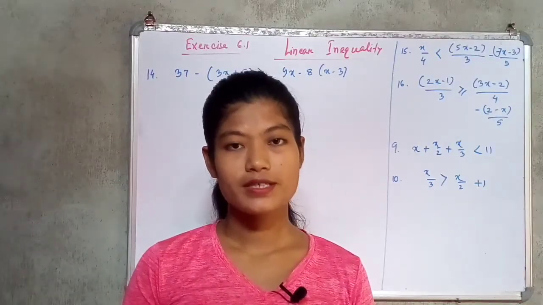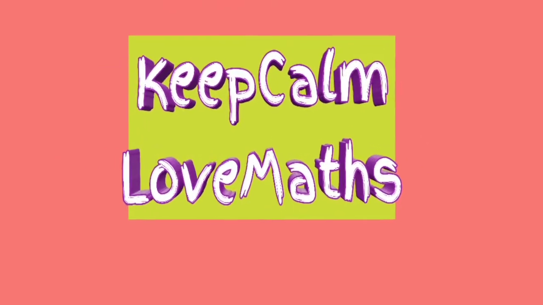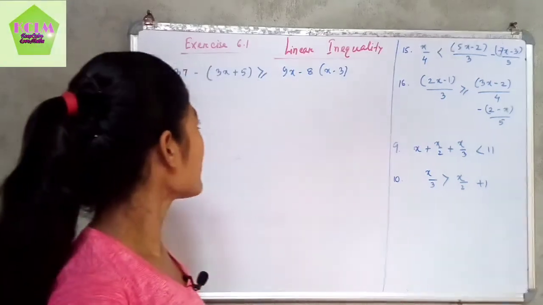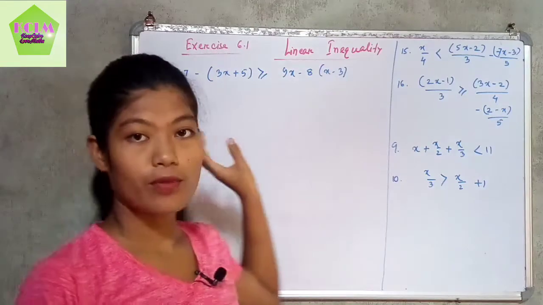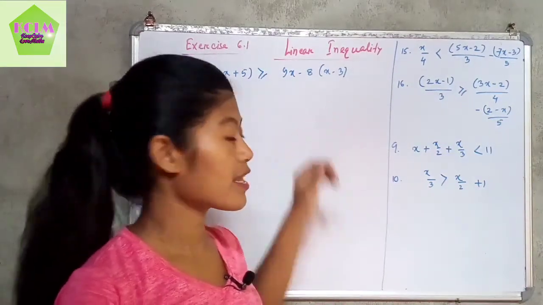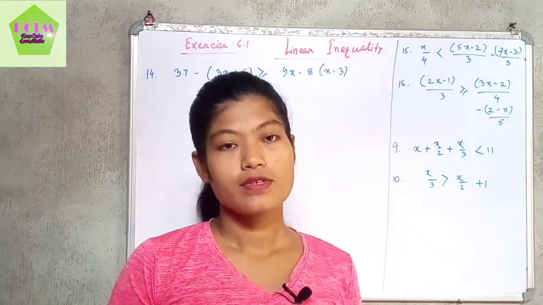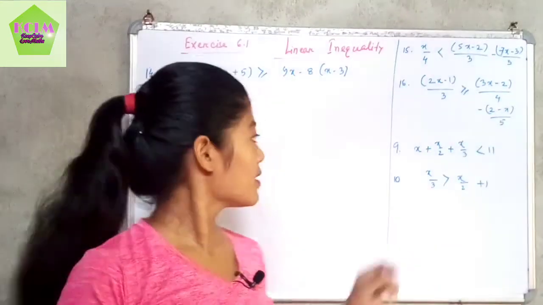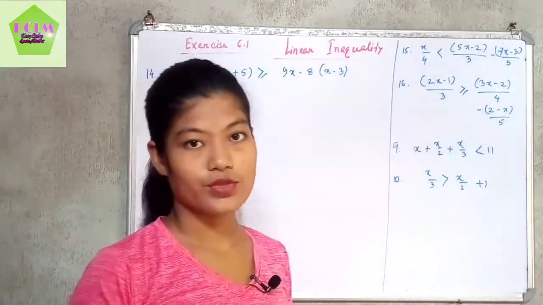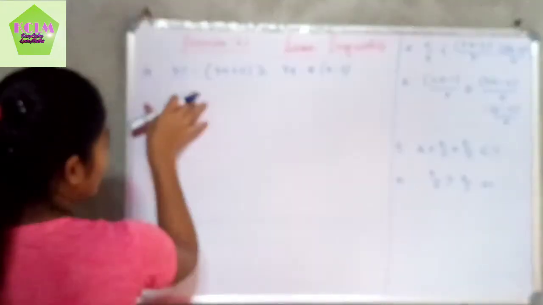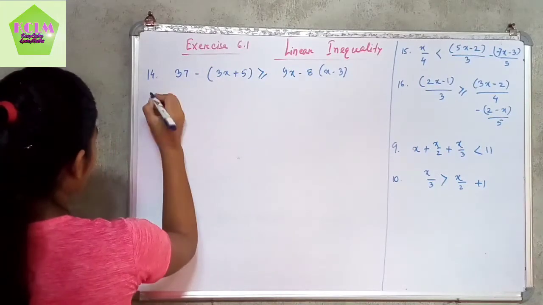So today is part 3, where I will discuss the problems from question number 14 up to 16, that is 14, 15 and 16, and also the questions of the exercise of linear inequality, exercise 6.1, questions 9 and 10. So let's proceed. The first one is question number 14.